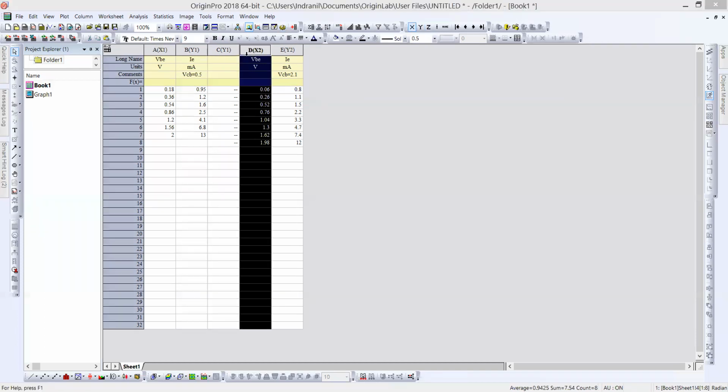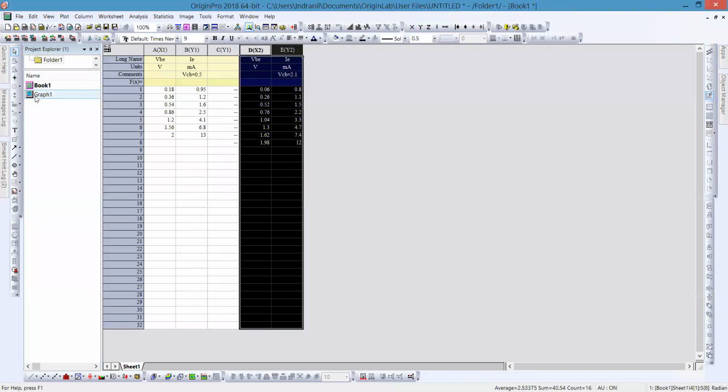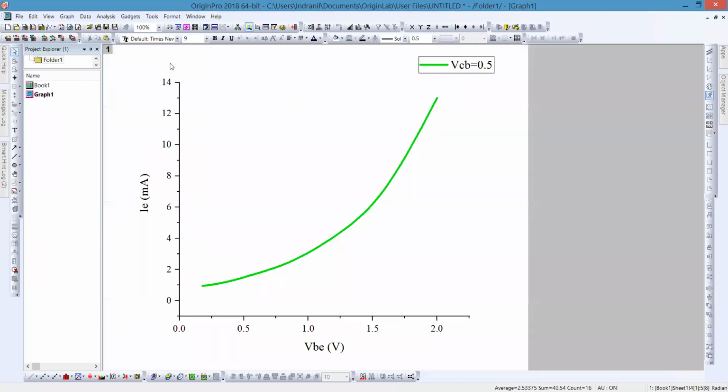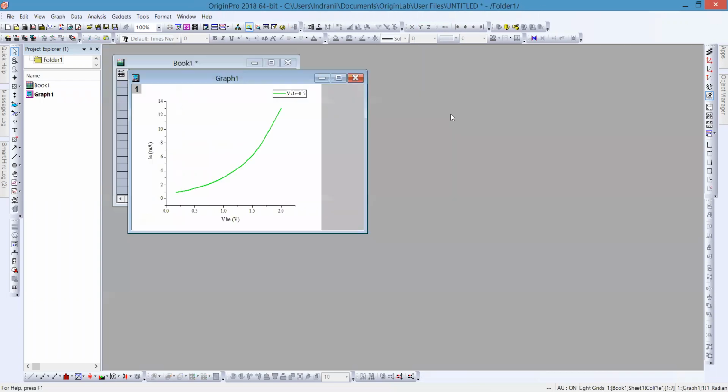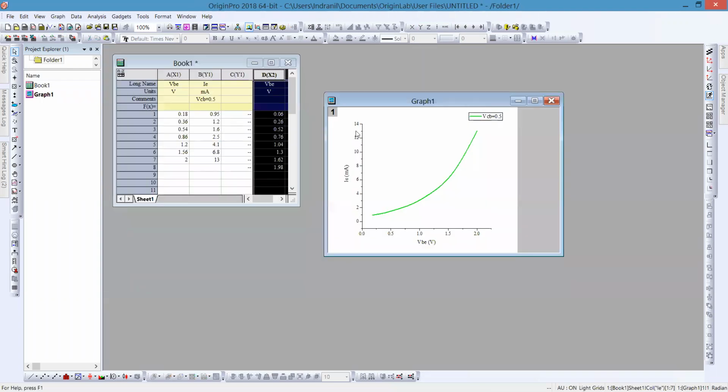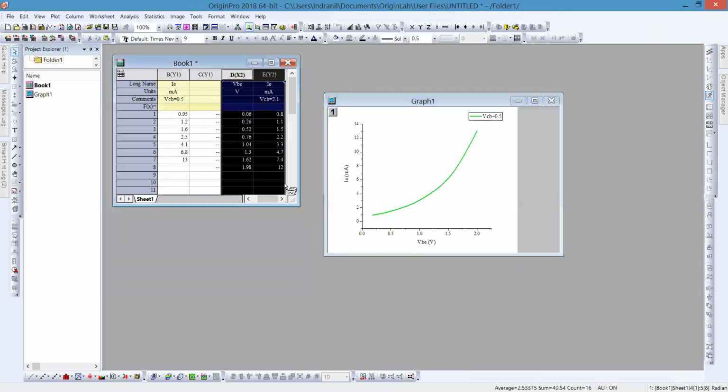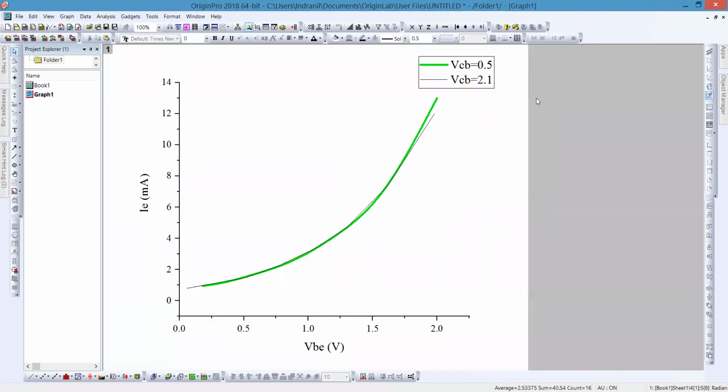Okay, let me plot this one with the same graph. As you can see, there is no difference, as we have done this for the common emitter one also. So basically, it is almost more or less the same curve which is showing.